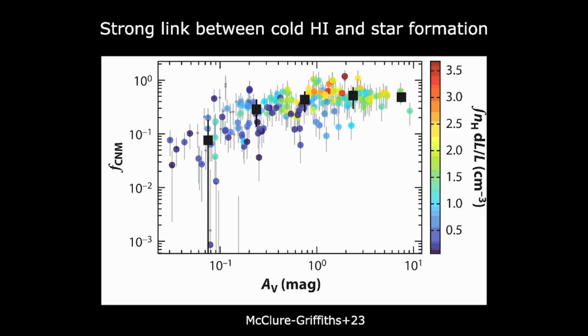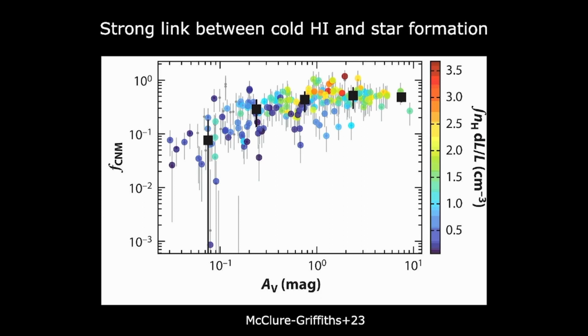Now, one last result I would like to show about the Milky Way is this one, where you see the fraction of H1 that is in the cold phase as a function of optical extinction. And here the color is coding the volume density of the ISM. And you see that essentially the cold H1 becomes the dominant component at high extinction and at high volume densities, which really strengthens this idea that this cold H1 component, which is a small component of all the H1 mass we're detecting in galaxies, is the one that is very strongly related to star formation.